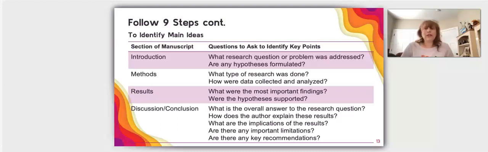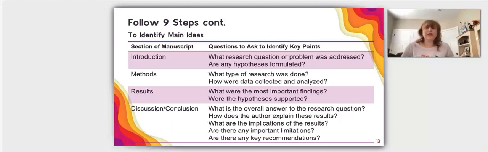And in an introduction, look for the research question or research problem that's being addressed. And then how the hypotheses, research questions, or objectives were formulated. In methodology, what type of research was done? How was the data collected and analyzed? With results, what were the most important results? What were the hypotheses? Were they supported, or did the findings fail to support the hypothesis?